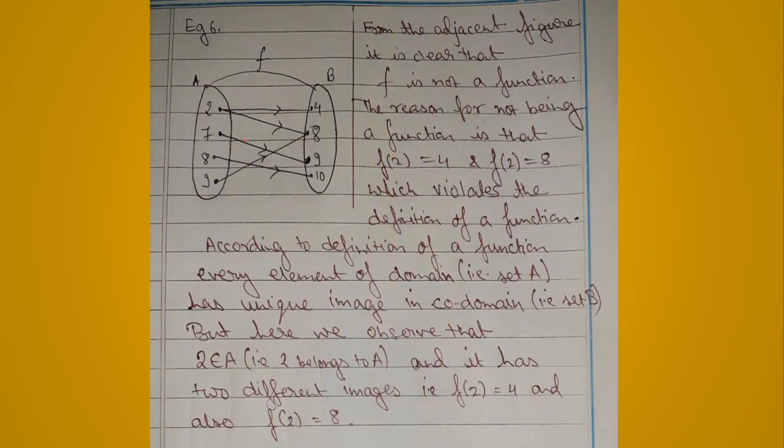Now sixth example is here, f is defined as this. Here 2 is associated to 4 as well as 8. So this element of set A has got two images under this function f, under this rule f. So this f is not a function because here 2 does not have a unique image. Hence this violates the definition of function. Hence f is not a function.